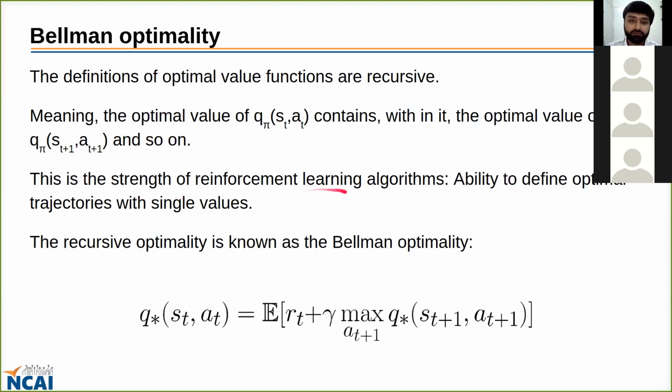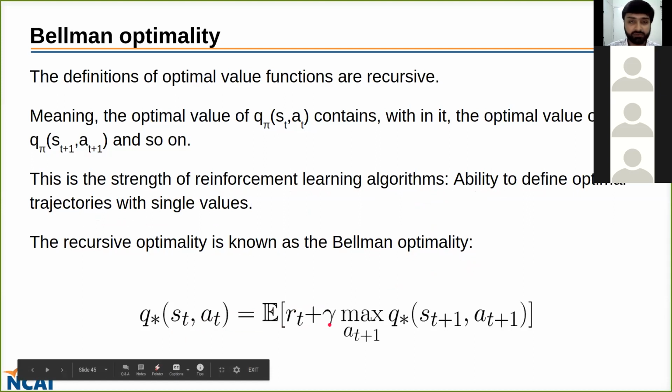This is the strength of reinforcement learning algorithms, which is the ability to define optimal trajectories or sequences with single values. So the recursive optimality is known as the Bellman optimality, which is just a restatement of what we saw earlier: the reward which we get by taking this action, but afterwards, what we want is to go for the maximum Q value achievable for the next state.